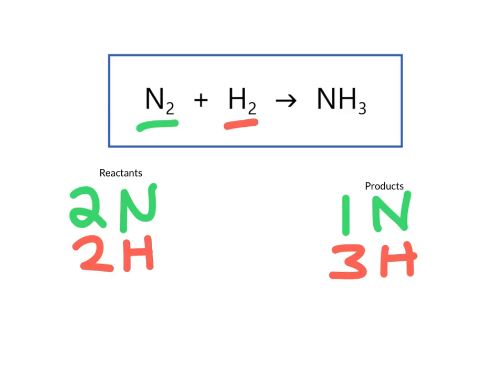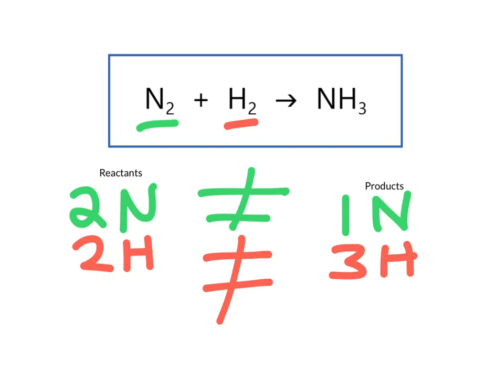Here, we can see that our equation is unbalanced. We know this because our left side, our reactants, has 2 nitrogens. However, our products only have 1. Our reactants also have 2 hydrogens, and our products have 3. The signs between the reactants and the products are the not equal sign. These show that 2N does not equal 1N. 2H does not equal 3H.